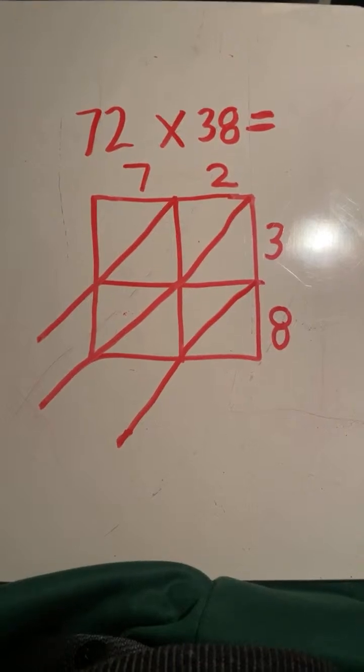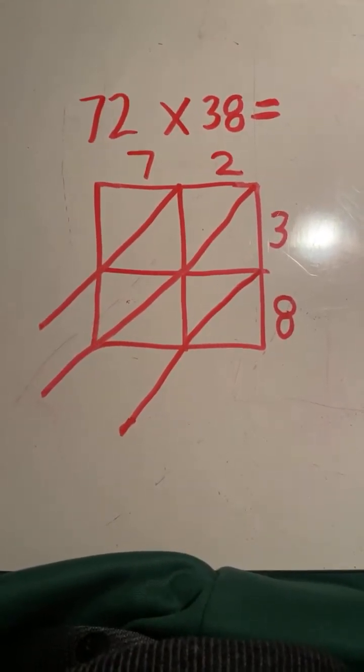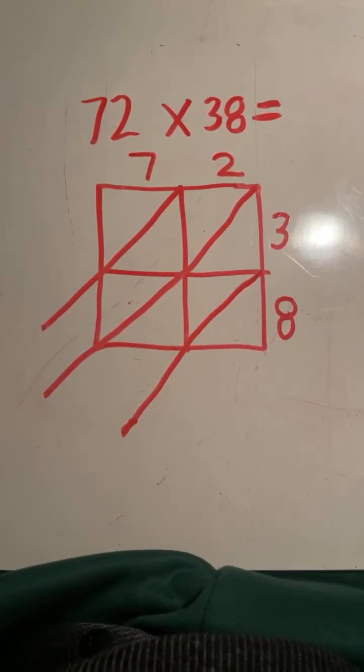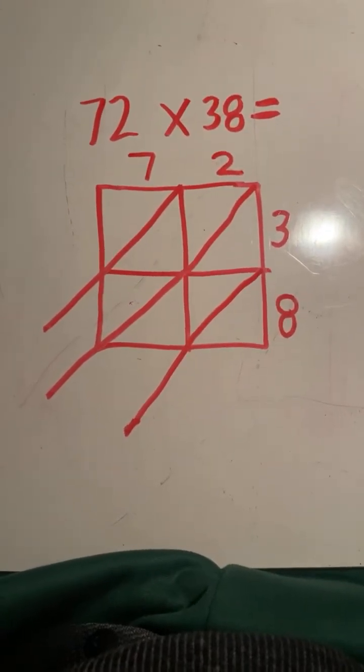This video is going to focus on 2-digit by 2-digit multiplication using the lattice method. So our model problem is 72 times 38, and I'm going to go through step by step how to solve that problem. I'm Mr. Camilleri.